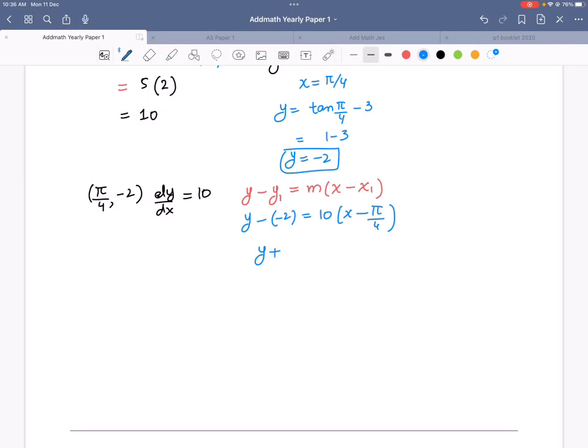Simplified. So y plus 2 equals 10x minus 10π over 4. We will get y equals 10x minus 5π over 2, and when you shift the plus 2 to the right side, it will be a negative 2. Right?